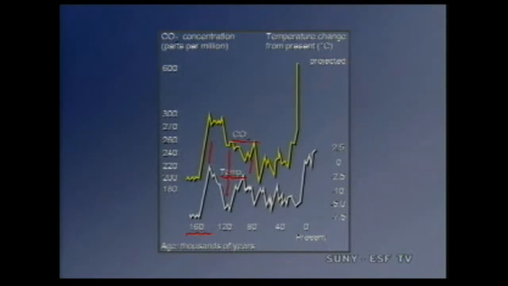So, the big question is, is the CO2 causing the temperature change, or is the temperature change causing the CO2? And it doesn't have to be either or. It can be an autocatalytic process.